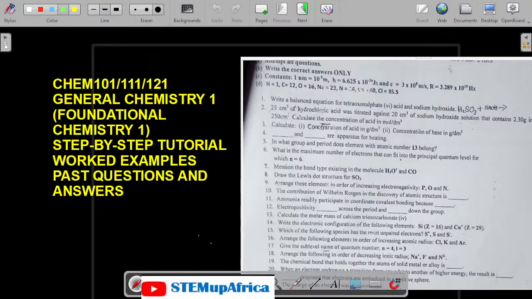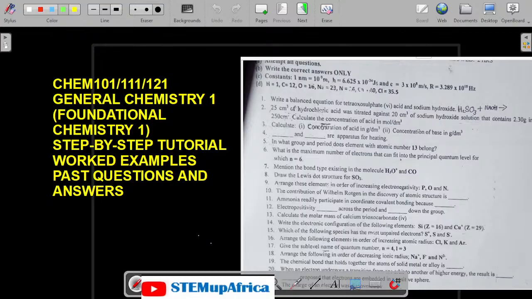So the answer is decreasing across the period and increasing down the group, because hydrogen, group 1 and group 2 elements are electropositive metals. So if it's moving from there through the period, it will now move to the likes of chlorine, which is electronegative. So it's decreasing across the period and increasing down the group.